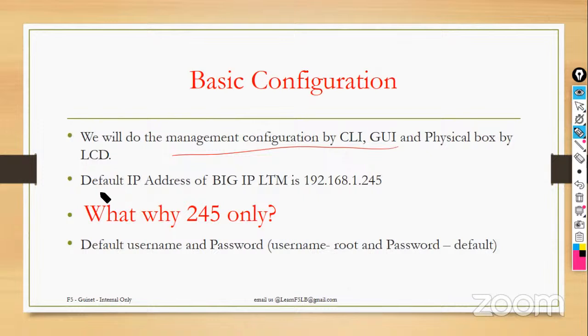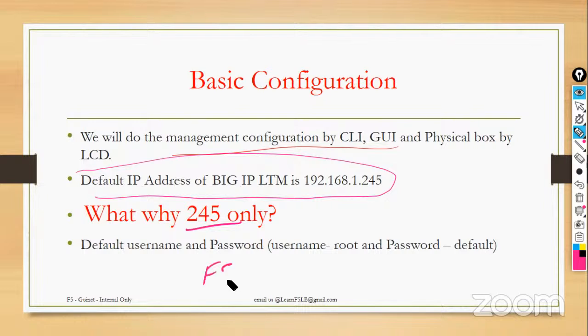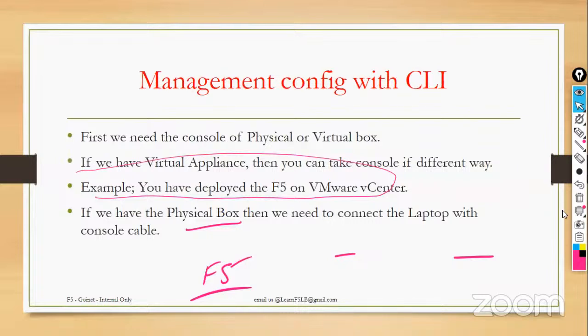So the default IP address of the F5, right, we have 192.168.1.245. So why 245? Because if you convert this hexadecimal to decimal, you will get F5. Okay, that's the reason. The default username for CLI is root and the password is default, right?